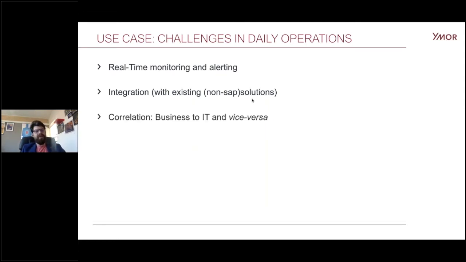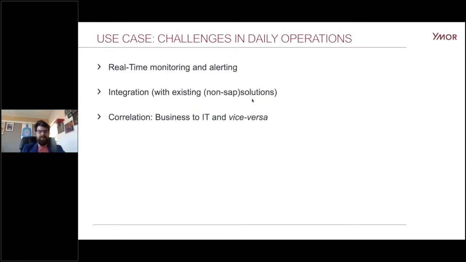The third one is correlation. If we look back at the second point, integration, you want to get contextual information from all of the different systems, and you want to correlate it in the sense of, hey, what does it mean? What does a well-performing system mean to the business, and what KPIs is the business looking for when they're trying to figure out if a system needs some extra maintenance or if it's running correctly?